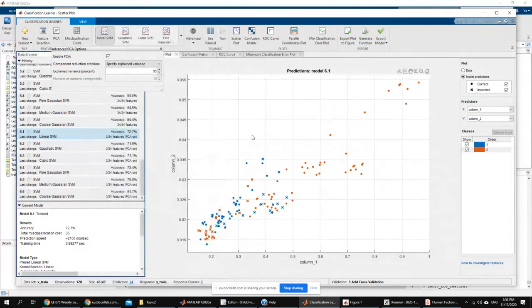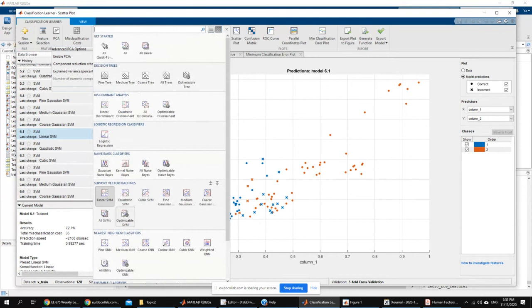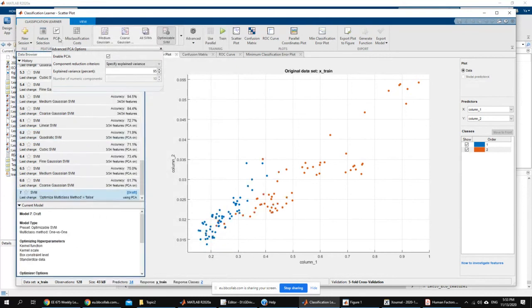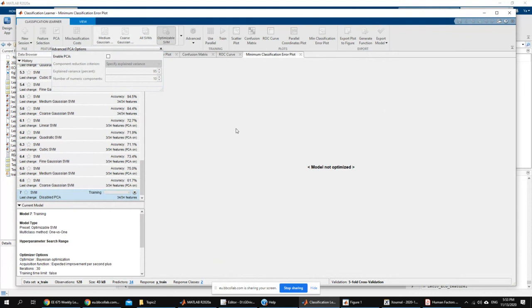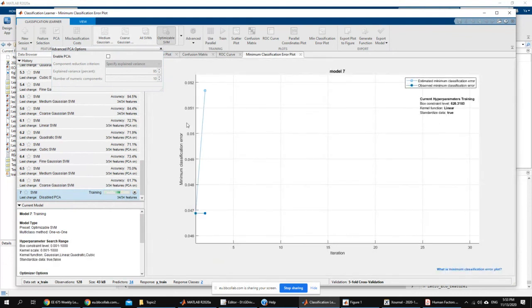The very important point that I would like you to understand is that each data set has different characteristics, so you have to try different things. All the things that we talked about today is just choosing different classifiers, choosing different parameters for the classifier, and optimizing the parameters of different classifiers. For example, if I came here and chose the optimizable SVM and chose PCA as none and ran that, it's going to optimize the SVM and probably give you better results, at least as good as the one without optimization.